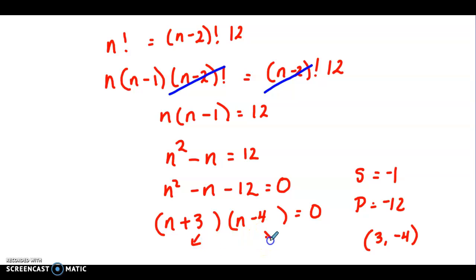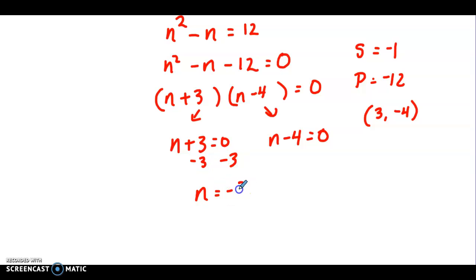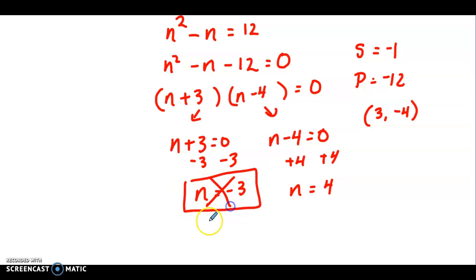We can then use our zero product property. n plus 3 is 0, or n minus 4 is 0. Solving each equation, we end up with n equals negative 3 and n equals 4. Just like all other examples we've done, we reject the negative, and our solution is n equals 4.